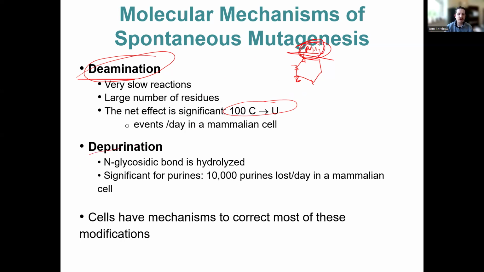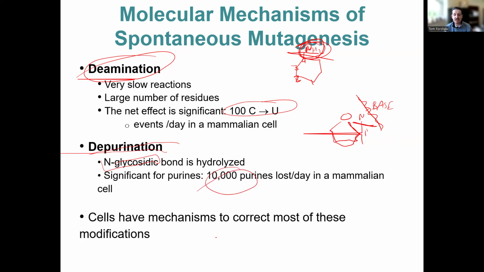Another one is depurination. And this is where the N-glycosidic bond, there's 1 prime, there's the N base, and in the purines, this can get cleaved, or rather over here, my bad. Okay, this can get cleaved, and so you get hydrolysis and cleavage of the N-glycosidic bond. And this will get cleaved off and need to be repaired. This is a process, depurination.